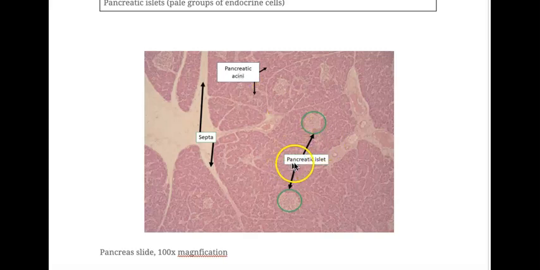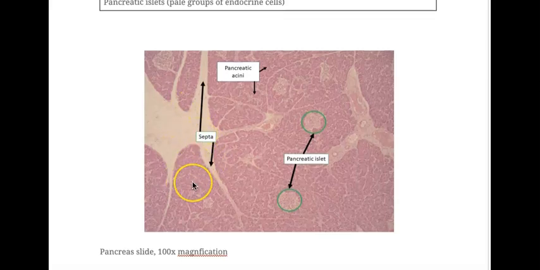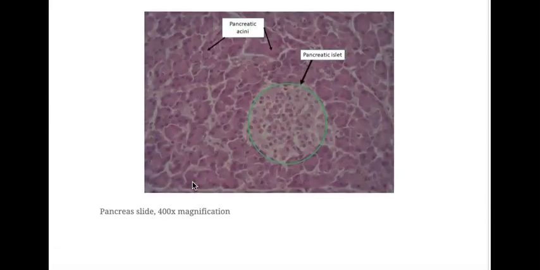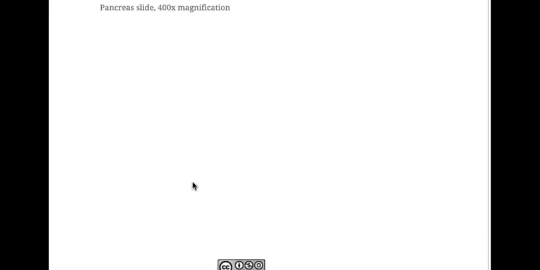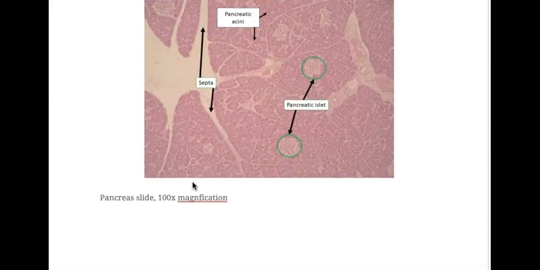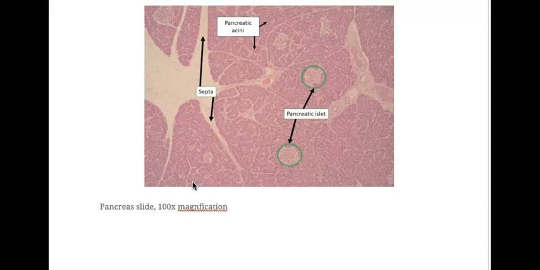Okay, so again, pancreatic islet is the hormonal part, lighter colored clusters. These darker clusters are pancreatic acini, and then these kind of clear areas are the septa. And here's just a zoomed in image of the difference between the two. All right, so that's the microscopic part.